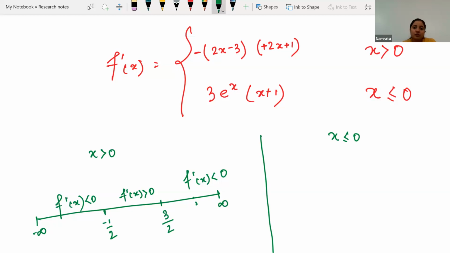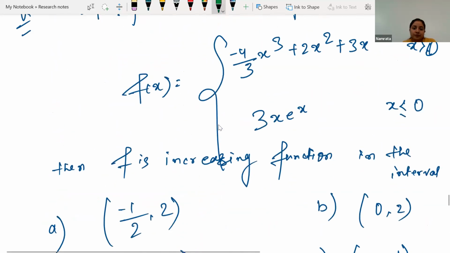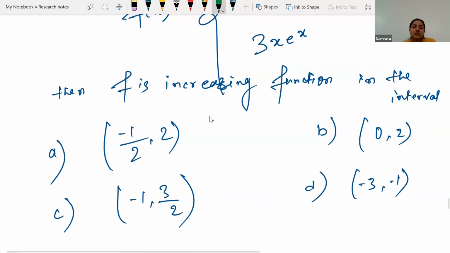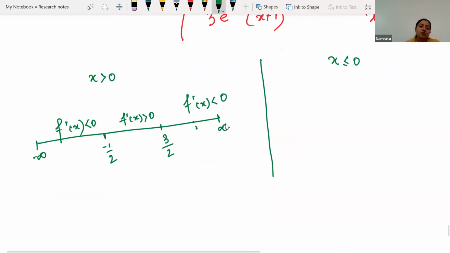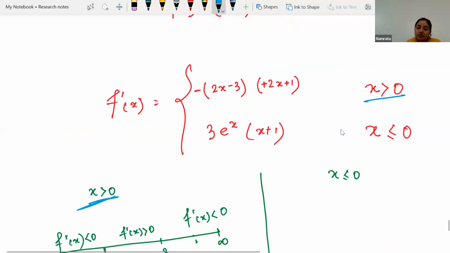What do we want? We want to know in which interval the function is increasing. So here we have got that in between minus 1 by 2 to 3 by 2, the function is increasing. But we need to take in consideration one thing, that x is greater than 0. When x is greater than 0, then only this is defined. X greater than 0 is the domain. The function is not defined when x is smaller than 0.